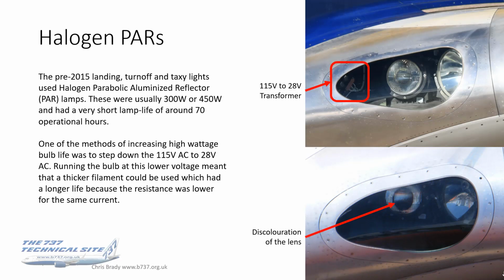You can just see the transformer in the top photo. You can't quite see it in the bottom photo, but because I have the space, I'm showing you a light that looks rather like an eye, that center part being a black discoloration of the lens. So that light, if it hasn't already gone, is probably about to go.